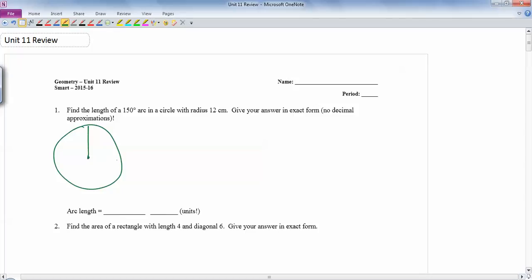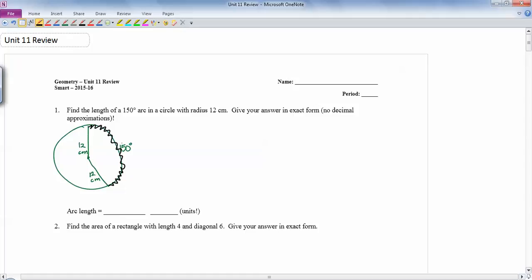So let's see, 90 would be straight across here. So 150, a little less than 180. So something like this. So this arc is 150 degrees. Radius is 12 centimeters. And the question is, how long is this arc right here?